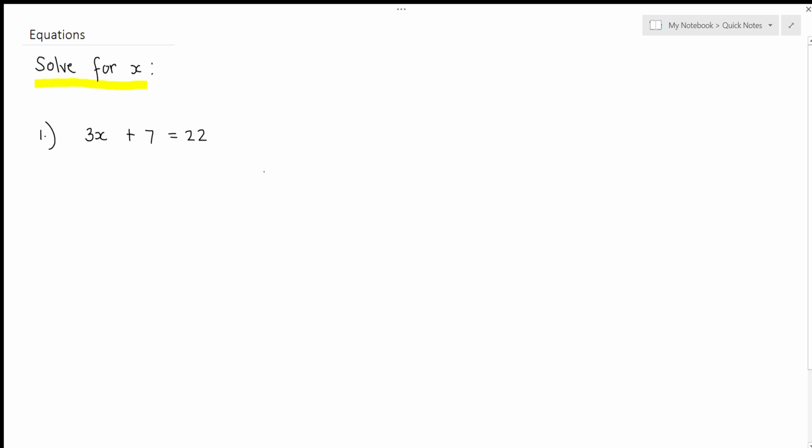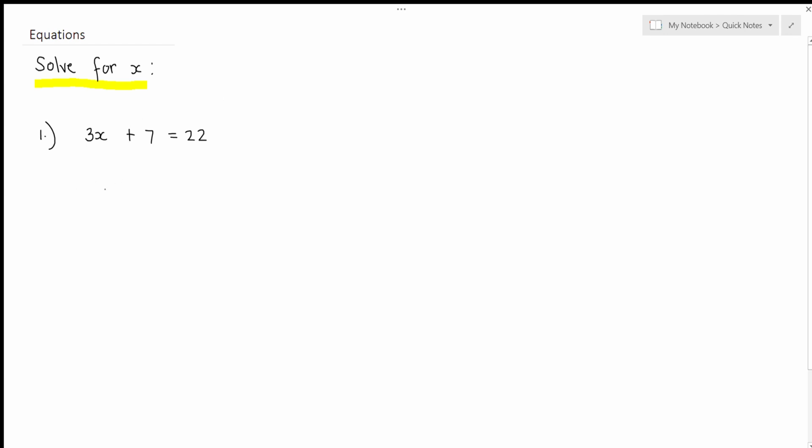Today we're going to be going through equations. So let's have a look at number 1. We have 3x plus 7 equal to 22. What we need to do is, because we are solving for x, we're going to isolate x. So we're going to keep x on one side and move everything else to the right hand side.